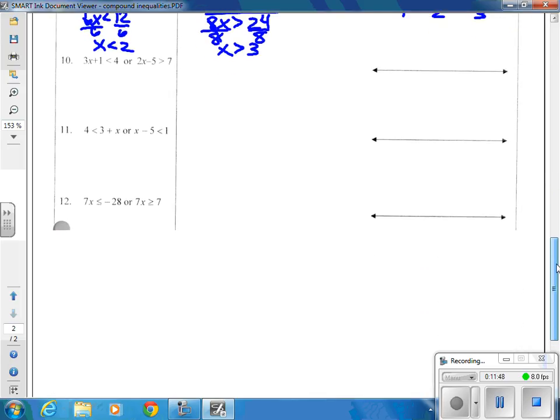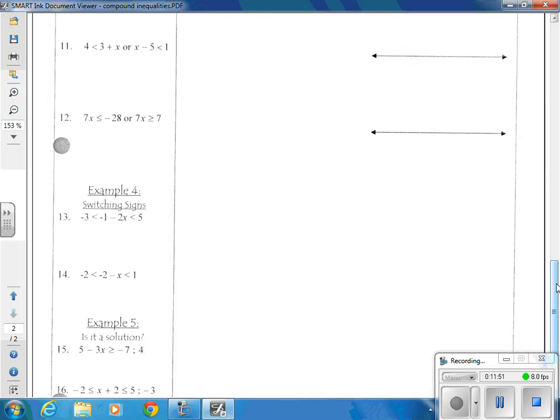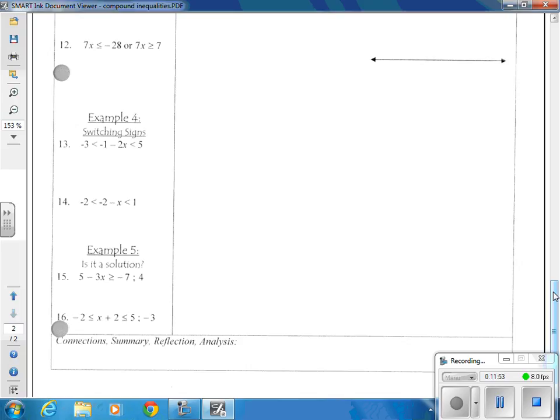Okay, if you jump down to the next section, it's going to deal with when you have to switch signs and why you'll have to switch signs. Both of these are AND problems, but that doesn't really matter. What really matters is why the sign switching is necessary. So I'm going to take number 13, and we're only solving them. There is no graphing to this. And I'm going to show you what it looks like when signs have to switch and then what happens to them.